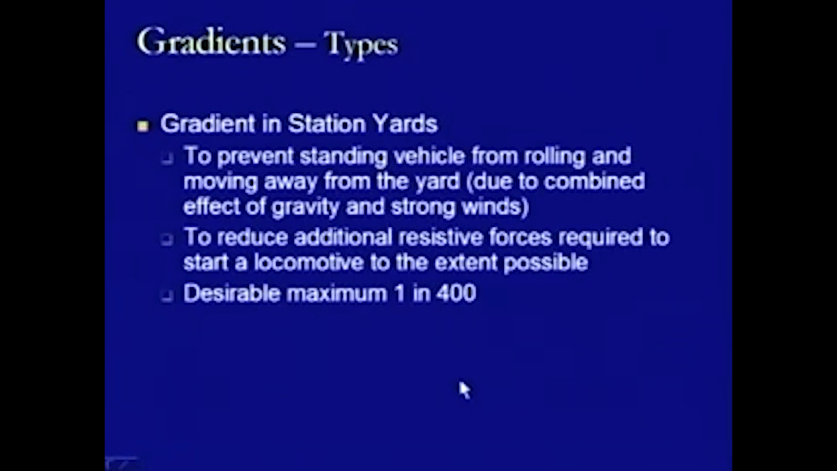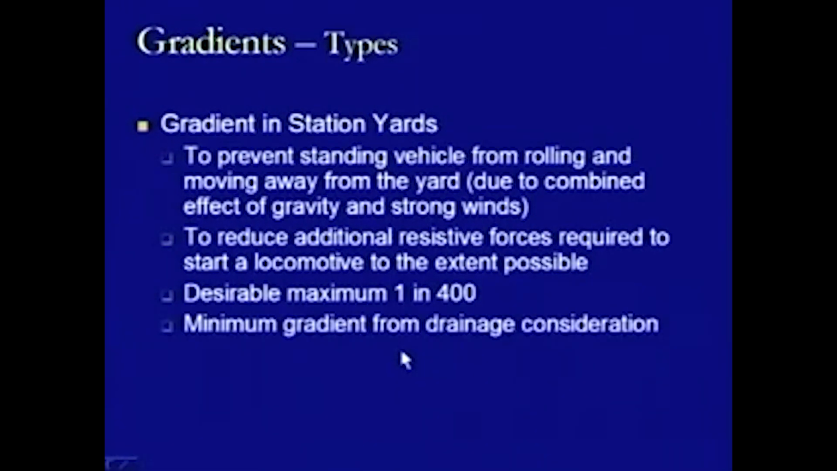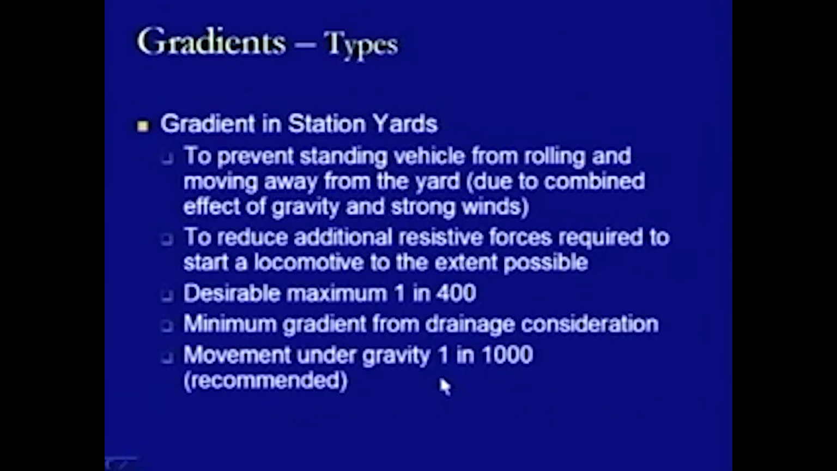Another value to be provided is a minimum value, and this minimum gradient is defined on the basis of drainage considerations, that is, what gradient is required to drain off the water, and this value is 1 in 1000. So, in between these two values, the gradient is to be provided in a station yard.